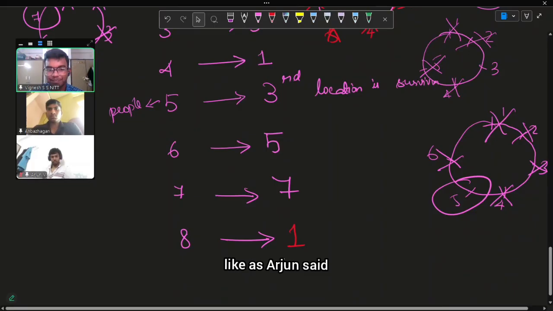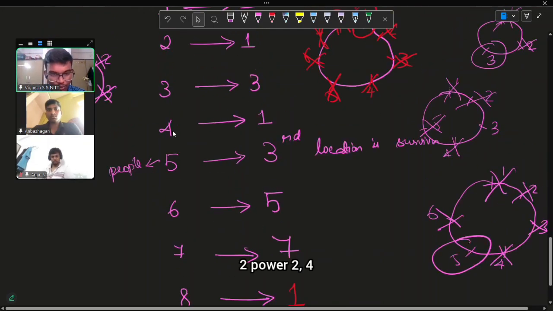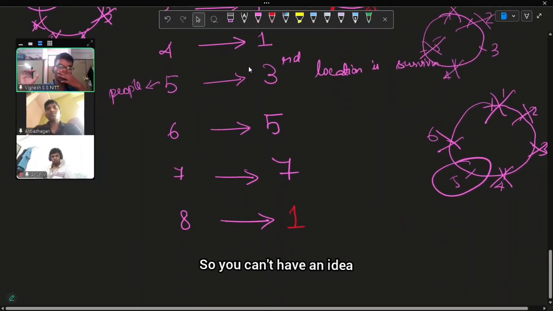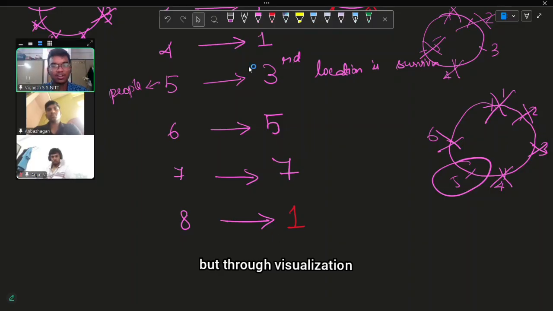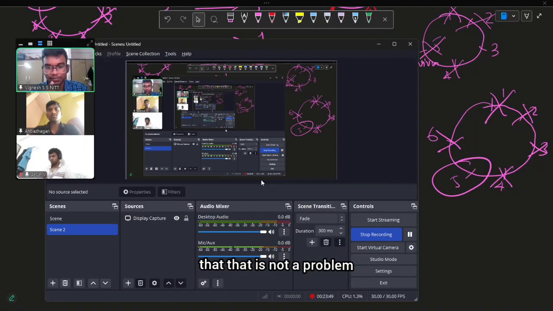As Arjun said, if you look exactly, it is at powers of 2. 2 power 3, 8, it is resetting to 1. 2 power 2, 4, it is resetting to 1. 2 power 1, 2, it is resetting to 1. So you can have an idea. That is what Arjun said. He has some idea, but through visualization or by writing itself, we can find the whole approach. That is not a problem.